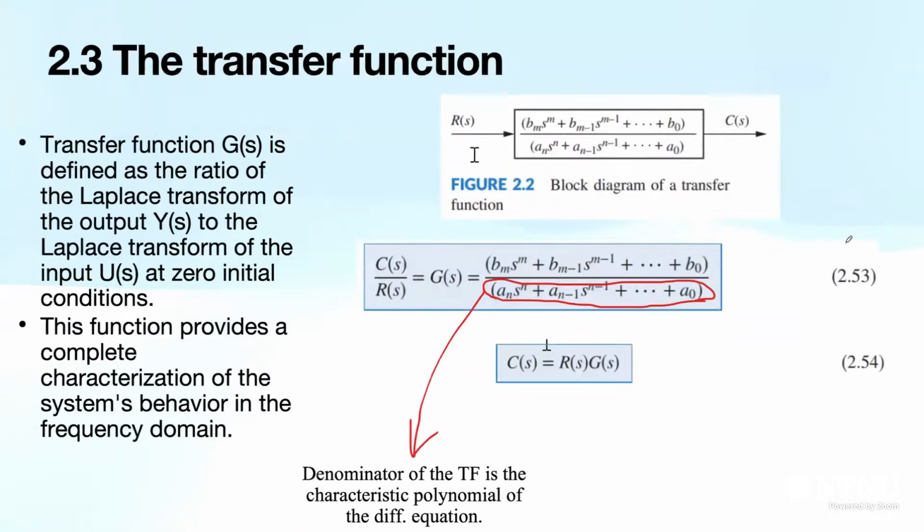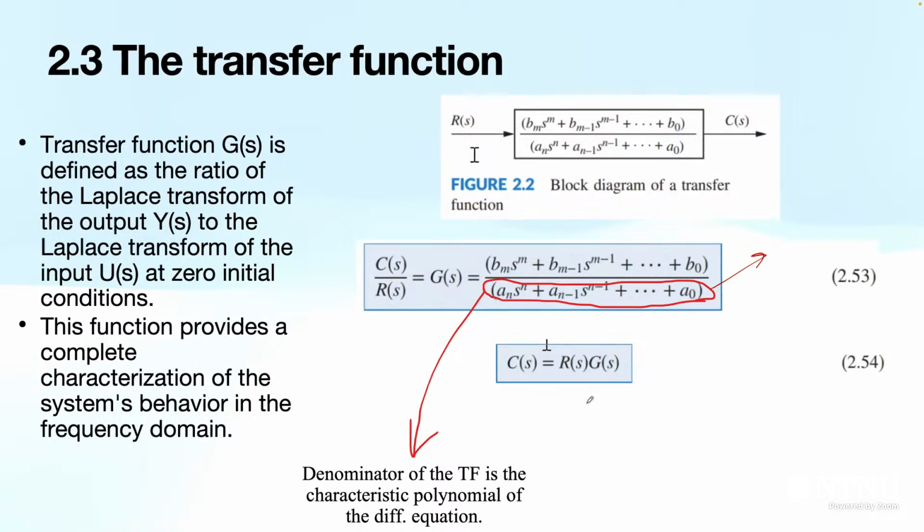Section point 2 is about the transfer function. How can we get the transfer function? The transfer function G of S is defined as the ratio of the Laplace transform of the output divided by the input at zero initial conditions. This function provides complete characterization of your system behavior in the frequency domain, because this is the characteristic polynomial, and the roots of it will tell us if your system is stable or unstable.